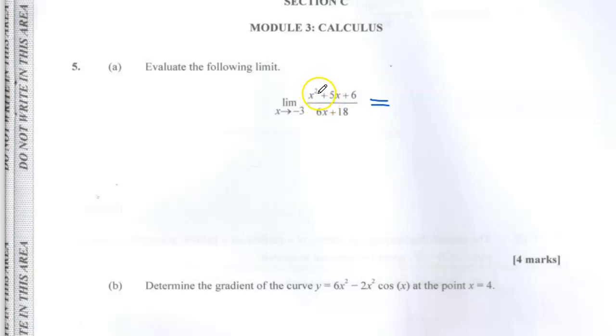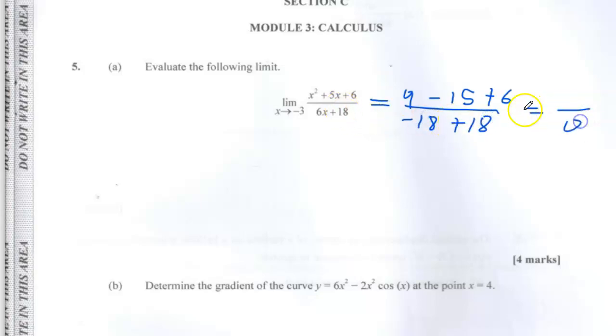So negative 3 squared, we square negative 3, we get positive 9. 5 times negative 3, that's negative 15, plus 6. In the denominator, 6 times negative 3, that's negative 18, plus 18. So the denominator obviously is 0. And the numerator, 9 and 6, 15. 15 take away 15, 0. So 0 over 0, we don't accept that as a solution. We say this is indeterminate.